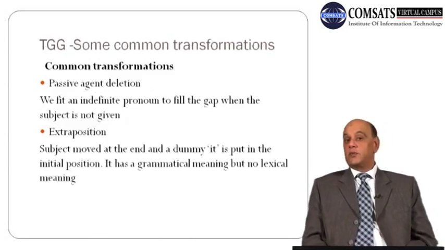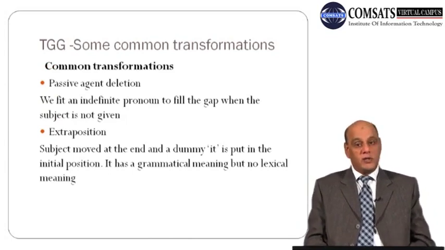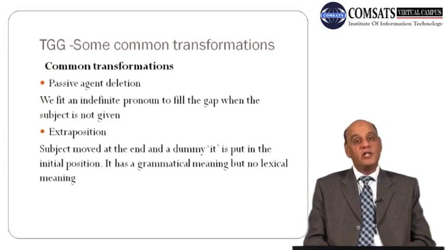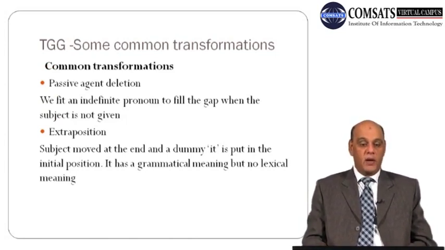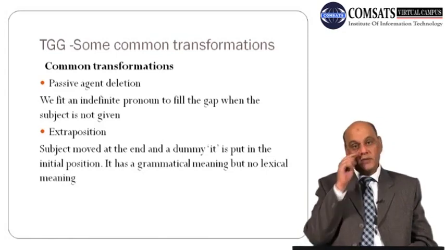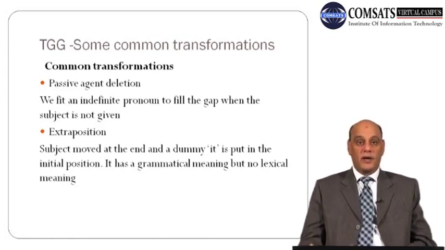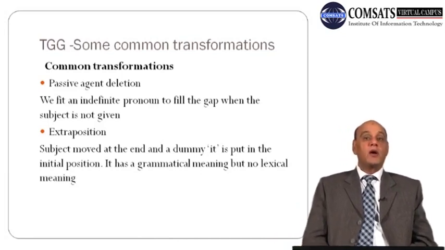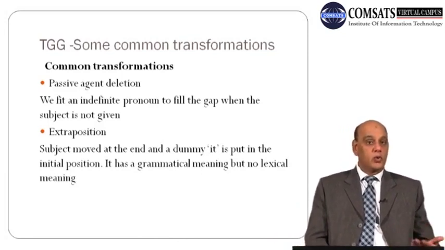Now, common transformations. Let's talk about some of the common transformations, how we transform sentences to give meanings. The passive agent deletion, this was the first one we studied. Passive agent deletion means that sometimes in passive voice people are not interested in the action doer, or you don't want to put the action doer or the subject. What do we do? We fit an indefinite pronoun to fill in the gap when the subject is not given. For example, the job was done. Sometimes people are not interested in the action doer, who did the job.